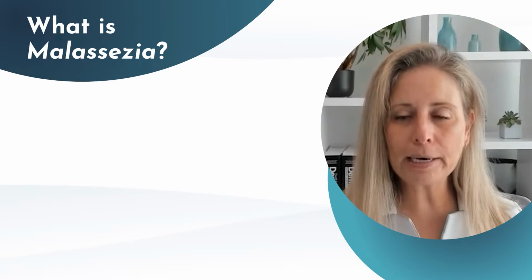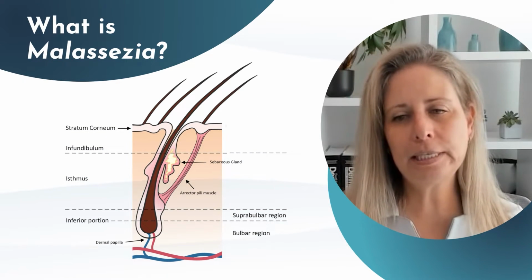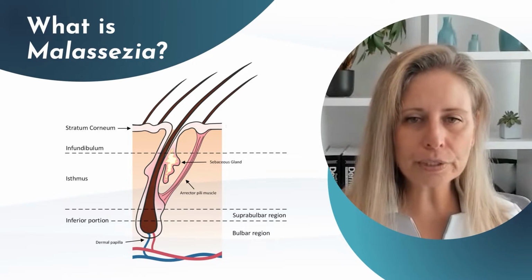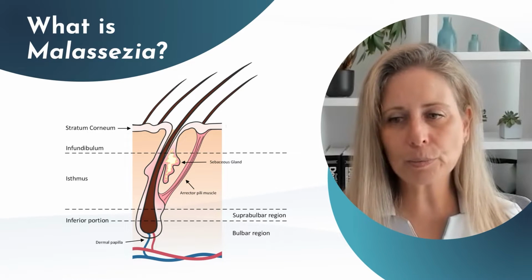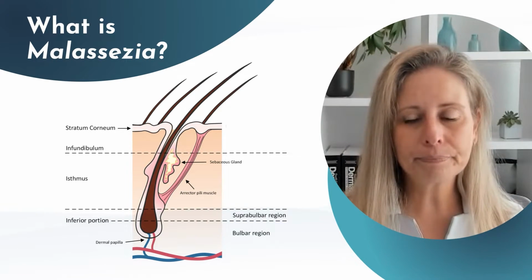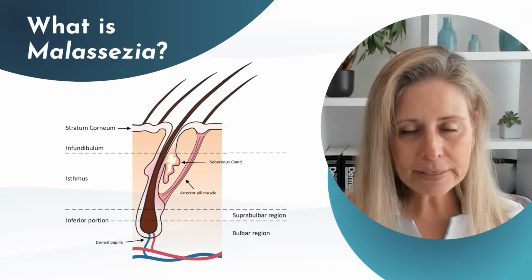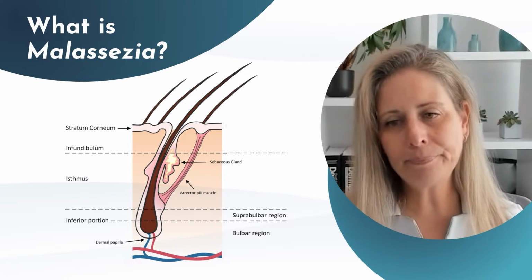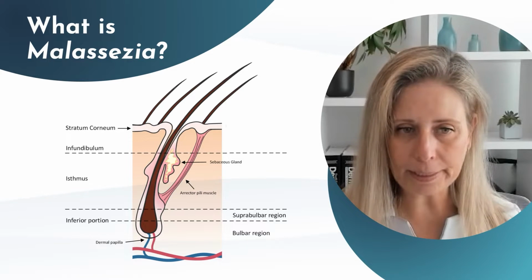So here we're looking at a picture of a hair follicle. And we can see that within the hair follicle, there's something called a sebaceous gland. And that sebaceous gland is responsible for producing sebum. Sebum is just an oil. And that's what Malassezia eats. So Malassezia lives on top of the skin, on top of the stratum corneum, or right at the entrance to the hair follicle in what's called the infundibulum.